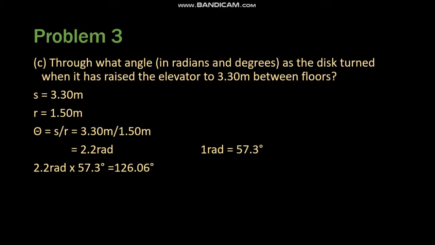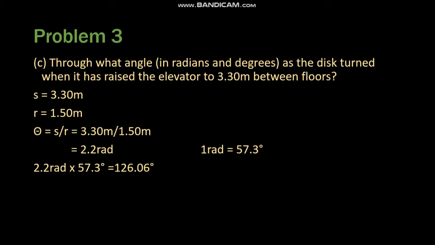So theta is equal to S divided by R. Notice that we will use the same formula that we used in problem 1, which is theta equals arc length divided by the radius of the circle. Using this formula again to find the radian units of the angular displacement, we get 3.30 meters divided by 1.50 meters, which is 2.2 radians. This is the angle the disk rotated through. It's in radians, but the problem is also asking for it in degrees.